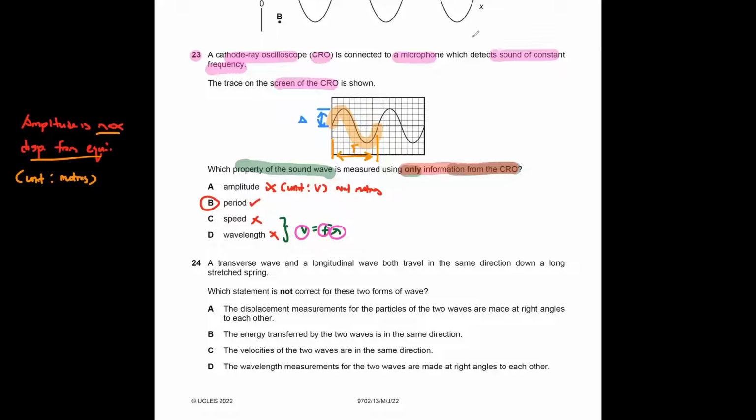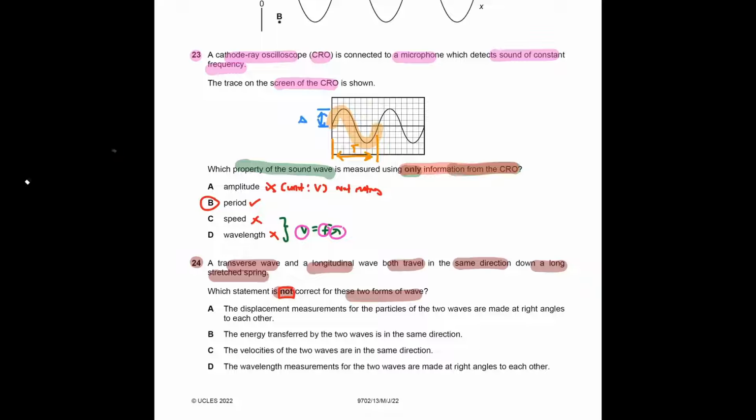Okay, then if you're okay with that, have a look at question 24. You have a transverse wave and a longitudinal wave both traveling in the same direction down a long stretched spring. Which statement is not correct for these two forms of wave? You're supposed to pick a statement that is incorrect here. So in your case, to find the statement that is incorrect, you probably should try and draw the waves. Just give me a while to draw the waves for you. You have two types of wave, longitudinal and transverse.